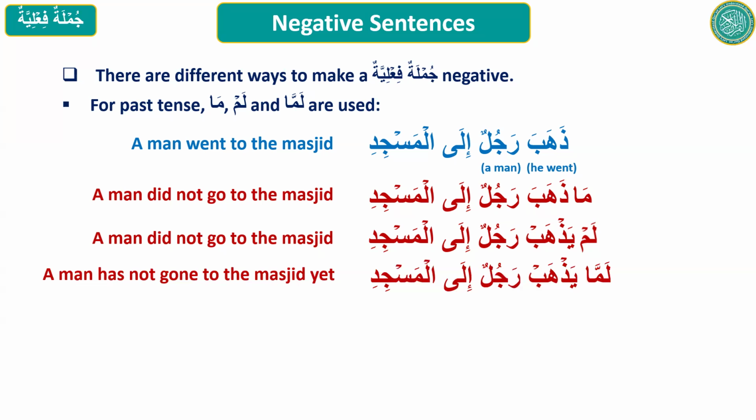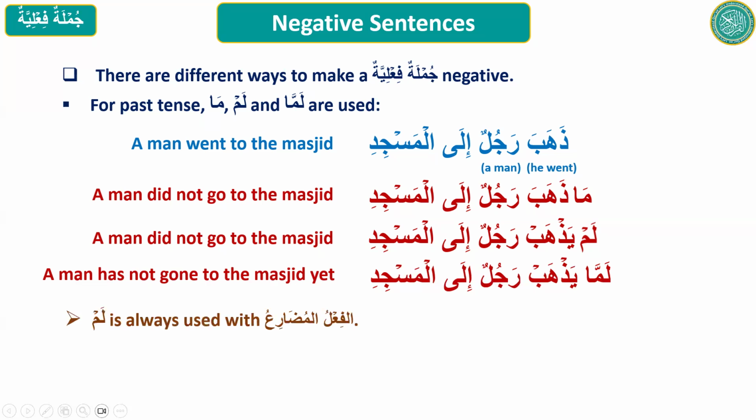But remember, I said lamma means not yet. But it only means not yet when it's used with al-fi'l al-mudari, because lamma is used with madi as well. When that happens, it doesn't mean not yet. It means when. So lamma means not yet only when it is used with al-fi'l al-mudari.